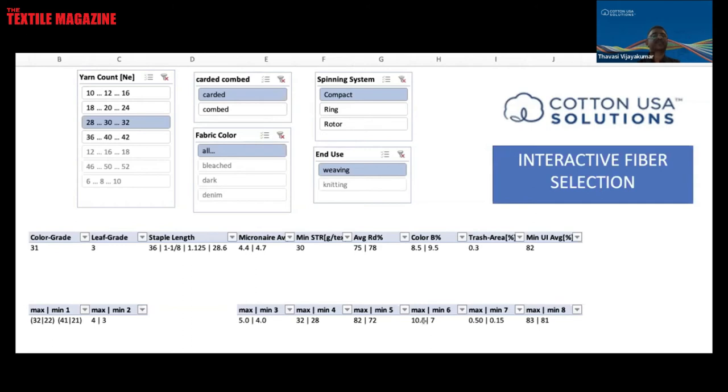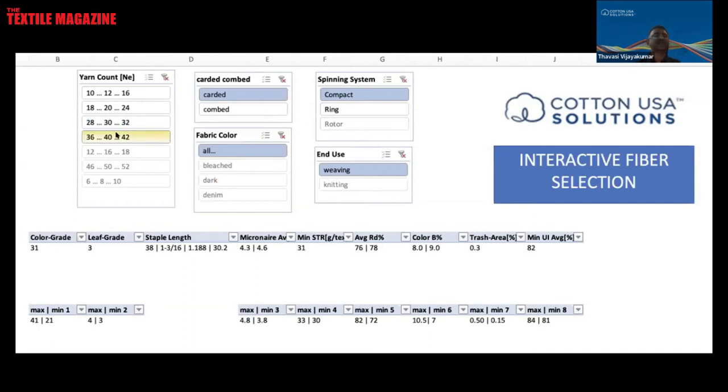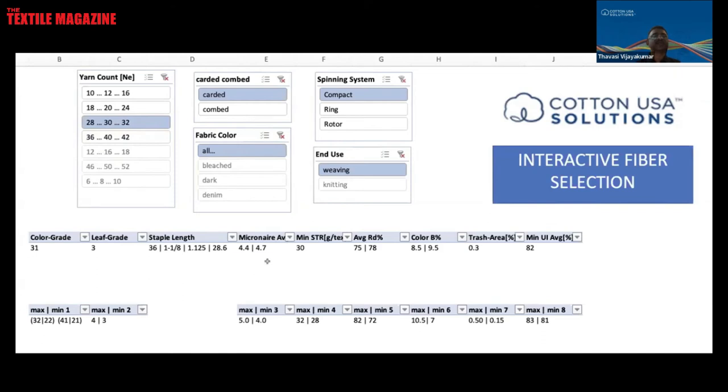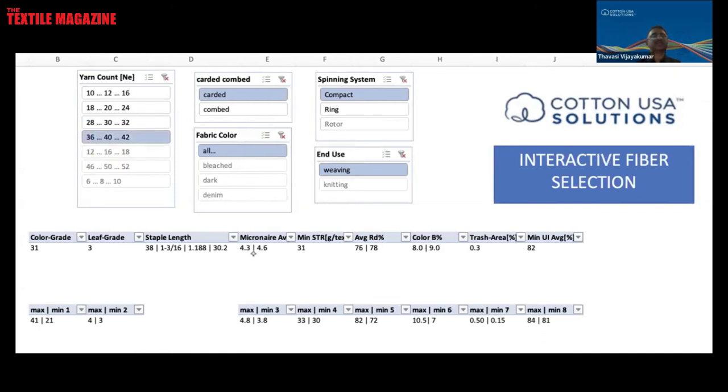Here also you see plus b value 4.5 up to 5 can be utilized, provided you have a proper bale management system. The moment we change to 36 to 42, the count changes, then you can see the staple length requirement changes. The staple length required is 38. For the 28 to 32, it was 36. Then micronaire range, we try to push the micronaire range higher if you want to produce a better yarn quality. And the range also is specified. Strength is also on the higher side compared to 28 to 32. Because it is for weaving end use, RD value is also selected on the higher side. Then plus b does not matter much.